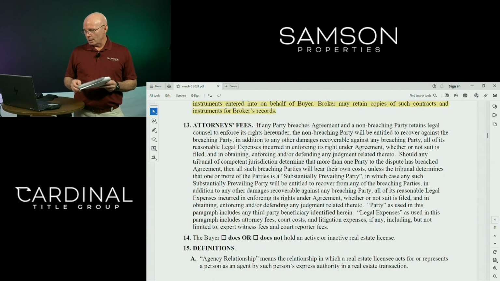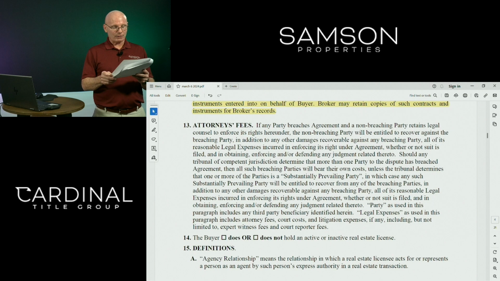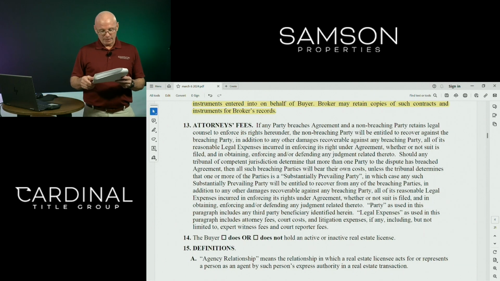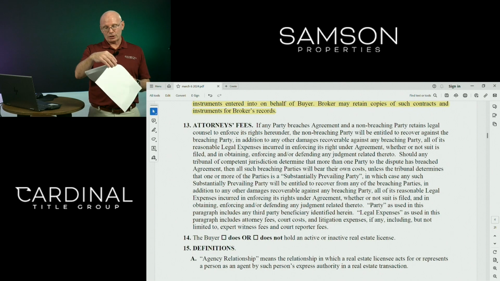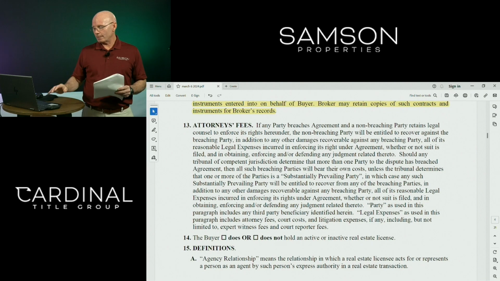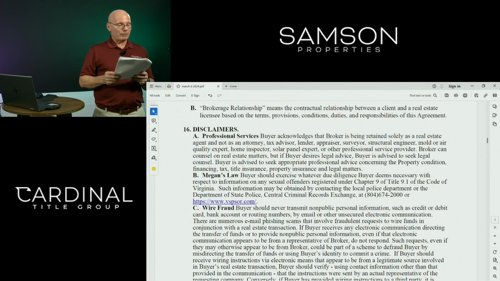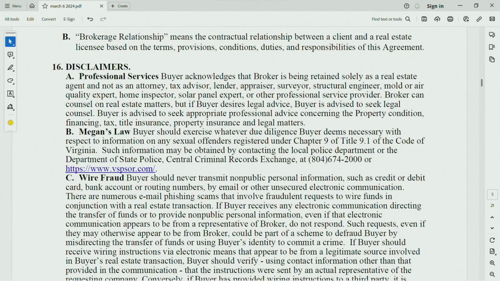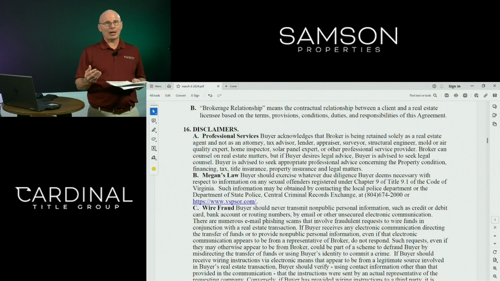Number 14, make sure you note whether or not they are an active or inactive real estate licensee. Definitions just goes into a bunch of different definitions, a couple of definitions in regards to agency relationship and brokerage relationship. And then paragraph 12 is the big disclaimer clause in regards to, hey, we're not tax attorneys, we're not home inspectors, we're none of those. So make sure that you hire the appropriate professionals. We can give recommendations, but we're not these people. There's a Megan's Law disclaimer. Wire fraud, there's one in here. There's also the single wire fraud sheet that we require to be signed by our clients as well.